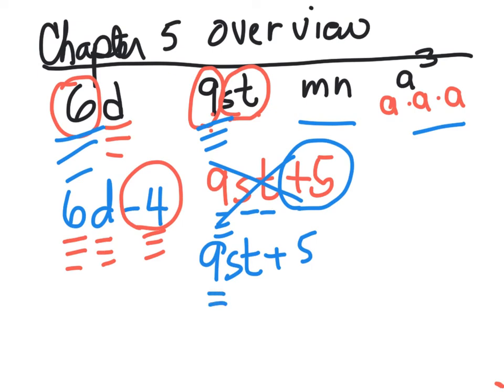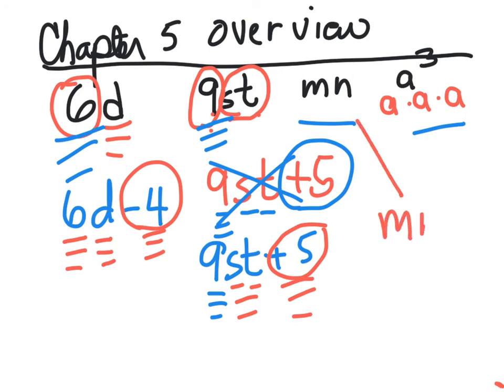The 9 is the coefficient. The s and t are both variables. And the 5 is a constant. It is plus 5. The constant is plus 5. And then if we look at this here, we have mn. That is just m times n, and that is two variables. And then a cubed is a times a times a. Make sure you pay attention to my mistake I made in the middle.